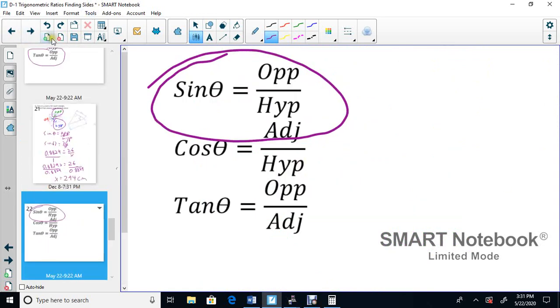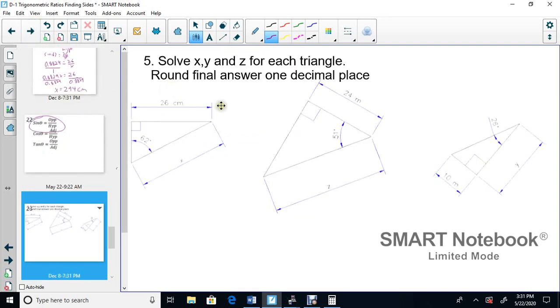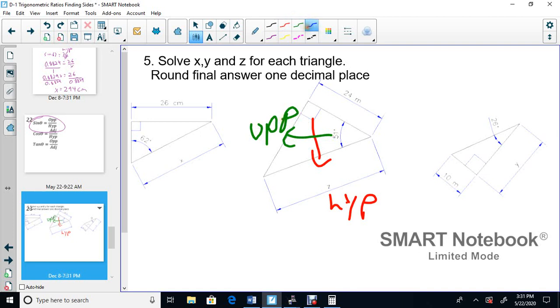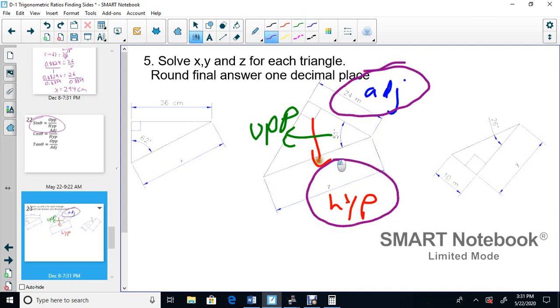Again, these all have every single step. The middle one, let's label the sides. Across from the 90, hypotenuse. Across from the angle, opposite, nothing there, so we're not going to use it. Beside the angle, adjacent. Let's circle the sides that we're going to use. We're going to use this and this. We're not going to use the opposite. We need adjacent and hypotenuse.